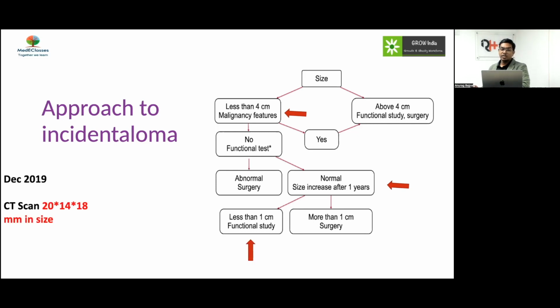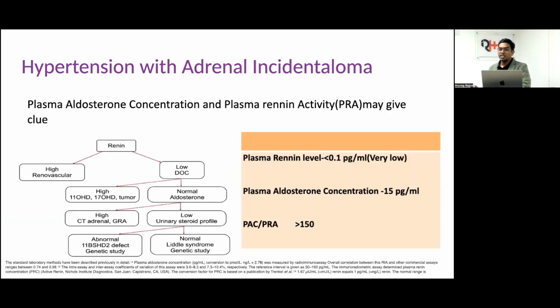At the initial presentation in 2019, the CT scan showed a lesion around 20 by 14 by 18 mm in size, and after 2 years this lesion had increased in size to 20 by 24 by 12 and 20 mm. Because we talk about an increase of more than 1 centimeter, as you mentioned, the volume is similar in that perspective. But again, the patient had hypertension and it was not being controlled.